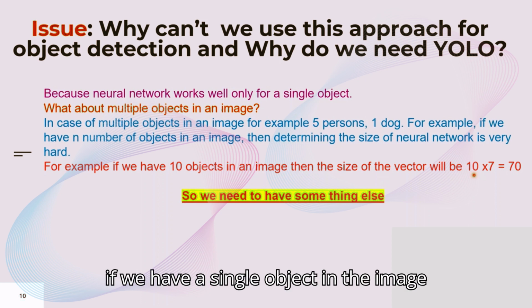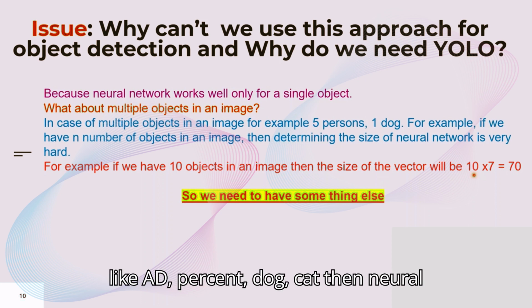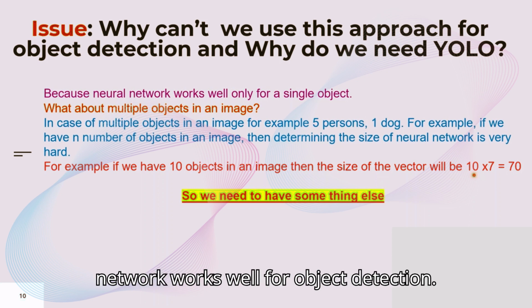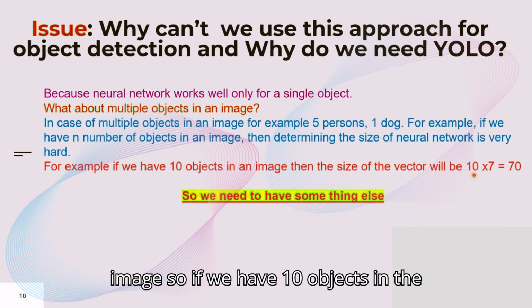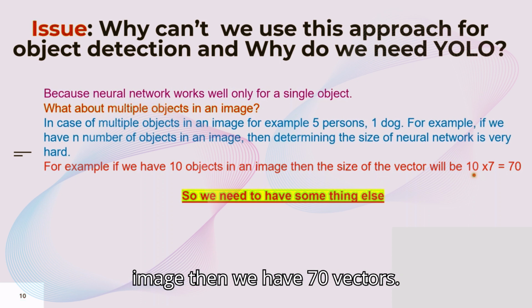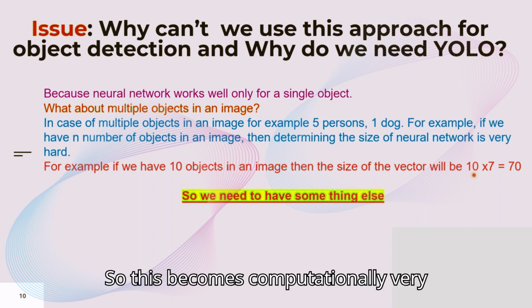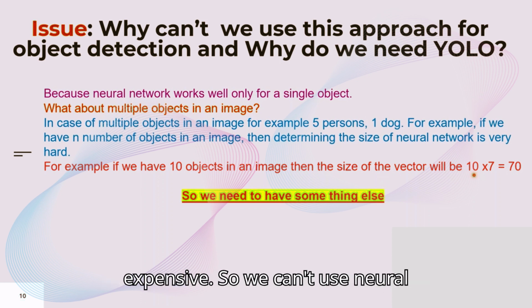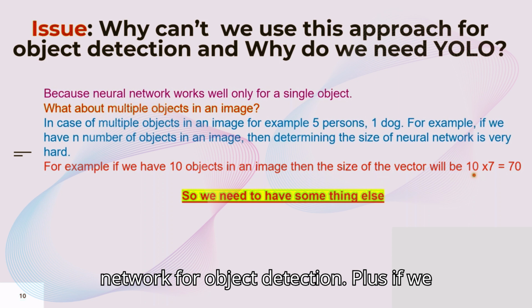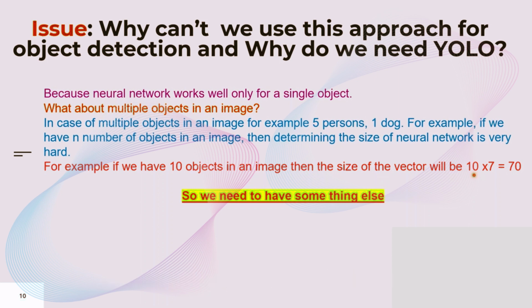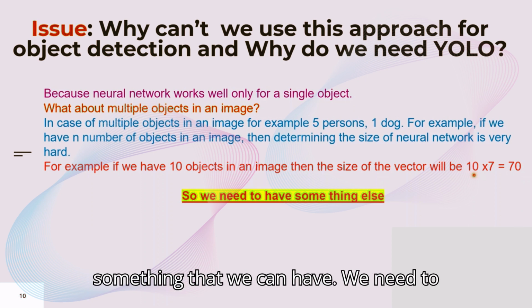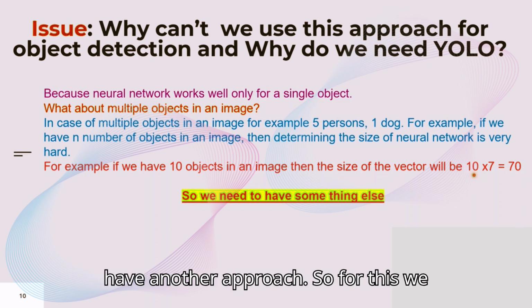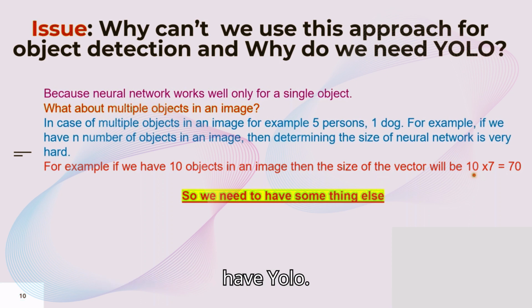If we have a single object in the image, like a deer, person, dog, or cat, then a neural network works well for object detection. But if we have 10 objects in the image, then we have 70 values, so this becomes computationally very expensive, and we can't use a neural network for object detection. Plus, if we have hundreds of objects in the image, determining the size of the neural network becomes very hard. So we need another approach. For this, we have YOLO.